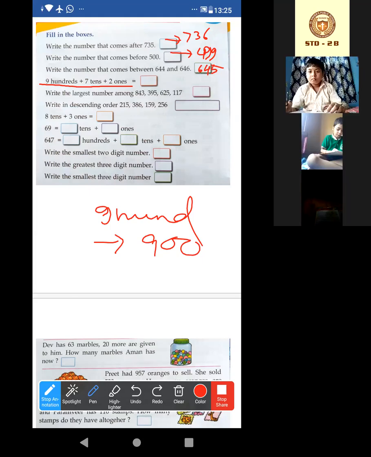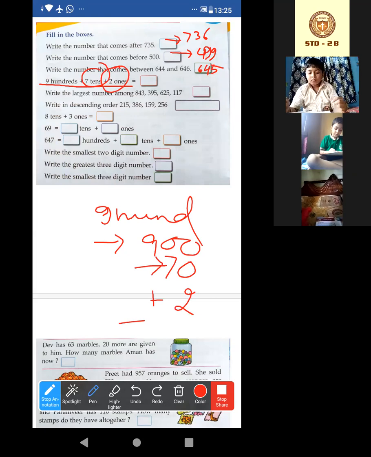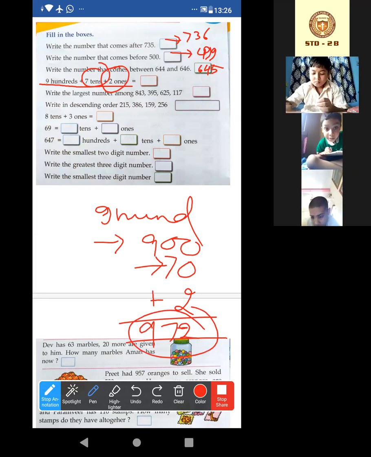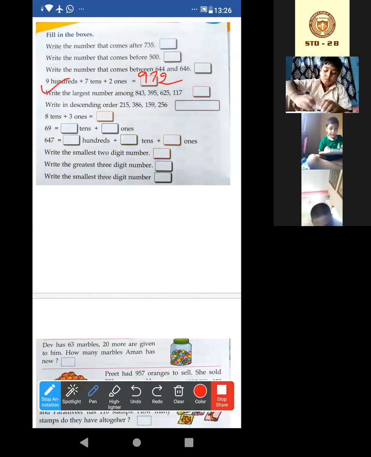Okay, next, 7 tens are there. That means 7 tens. What will be this? 70 and 2 ones, that is 2. Then we have to just add them. Already I explained this type of sum while I was doing chapter 2. It will be 972. Okay, so just write in this box 972. Done.